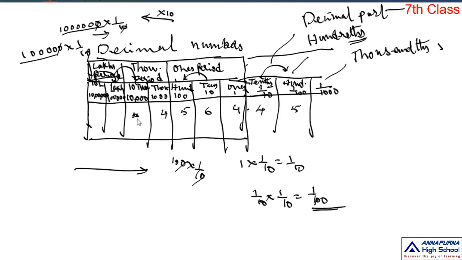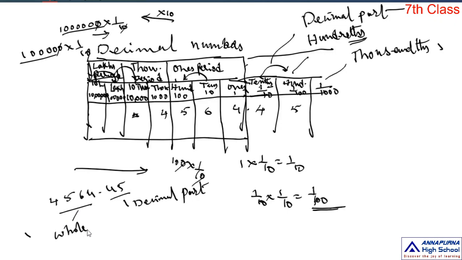So this is 4564.45. This is the decimal part, and this is the integral part or whole part. Left of the decimal point means it is the whole part, and the right of the decimal point means it is the decimal part. So here the number is written in the place value expression.